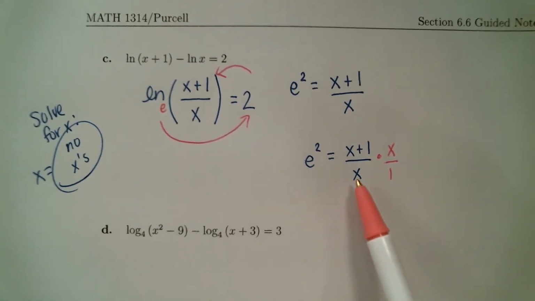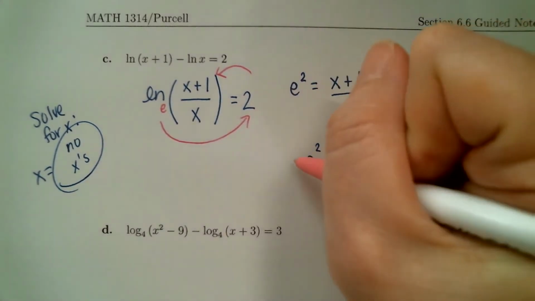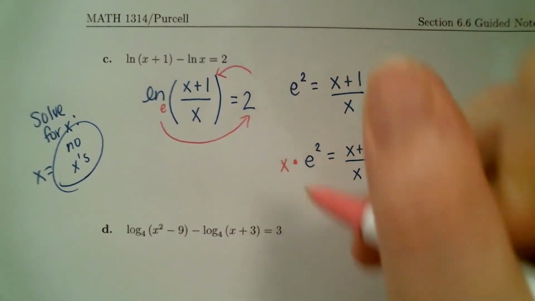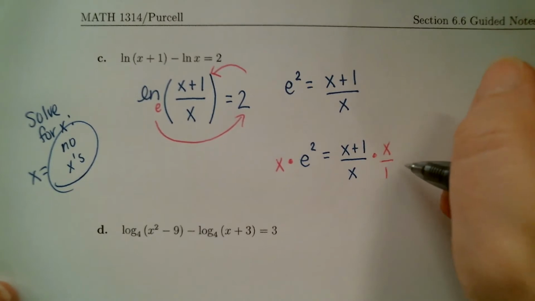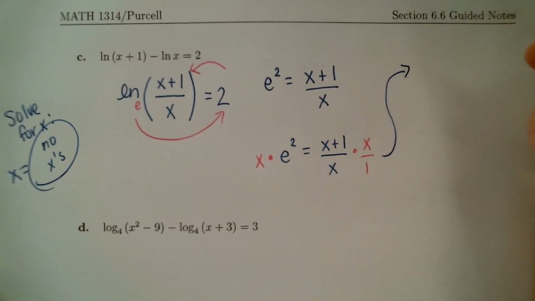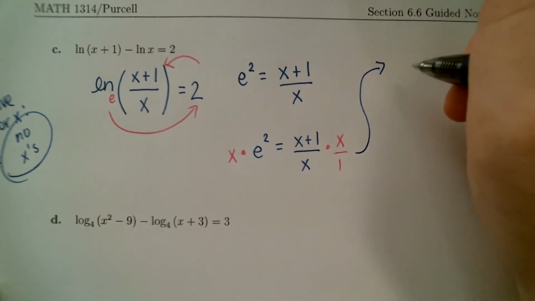Since I multiplied the right side by x, I need to multiply the left side by x. Whatever you do to one side, you have to do to the other. So what this is going to lead to is this. The left side will become x times e squared.